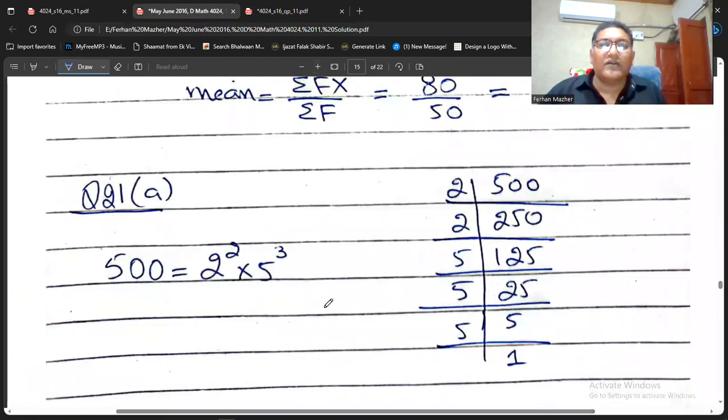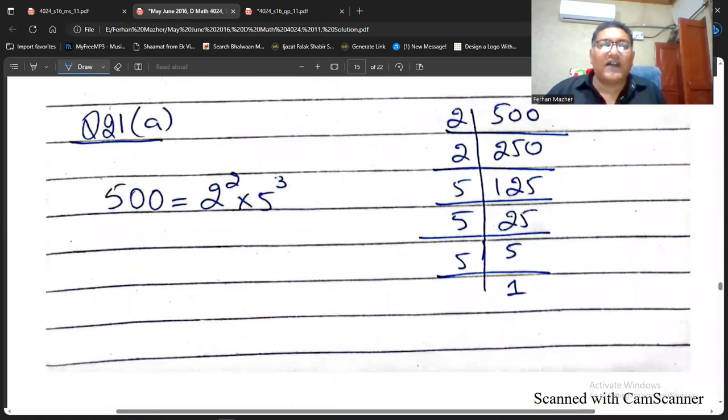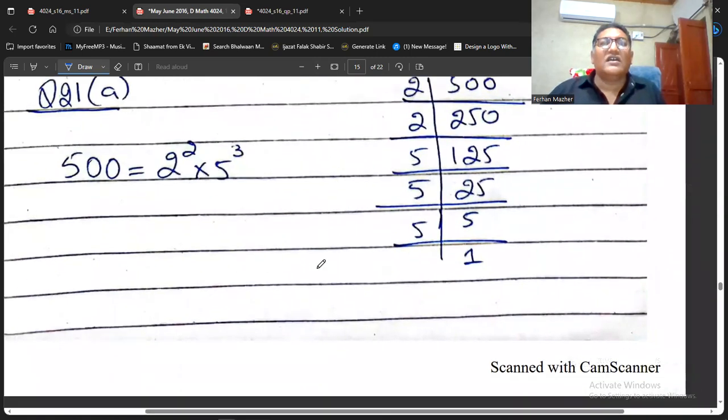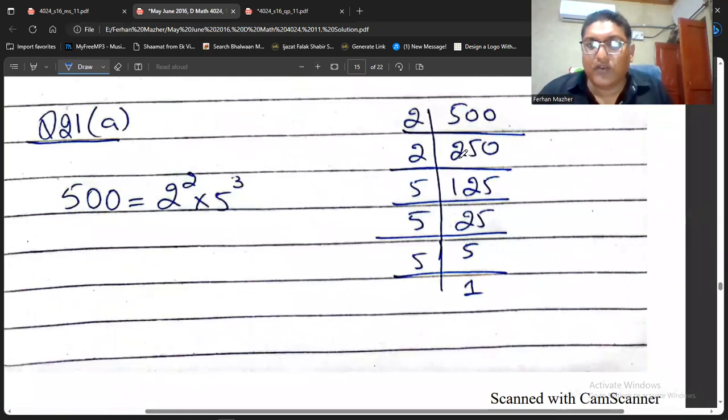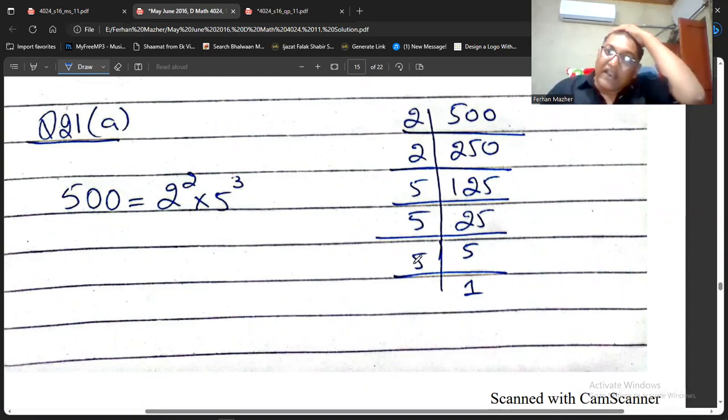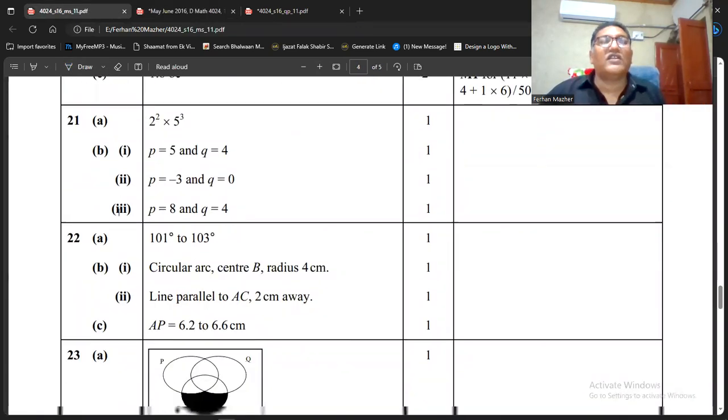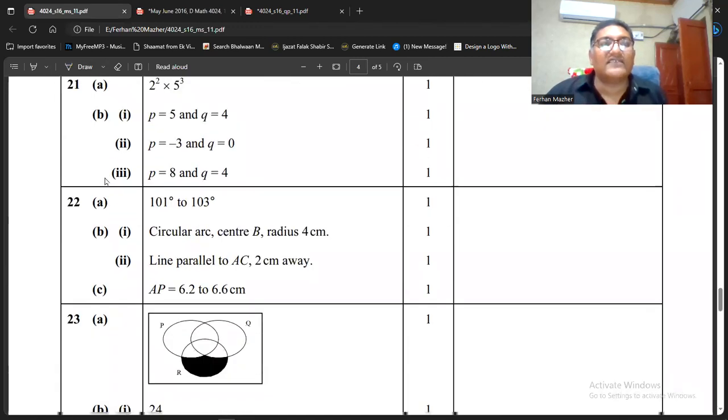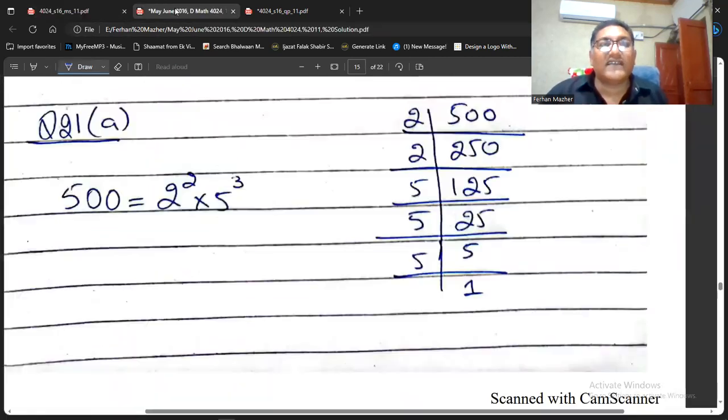So here we go. The 500 can be written as 500 divided by 2, that's 250. 250 divided by 2, that's 125. 125 divided by 5, that's 25. 25 divided by 5, that's 5. 5 divided by 5, that's 1. Here we are dividing only with the smallest possible prime number. So 500 is equal to 2 square multiplied by 5 cube. So that is the prime factorization, 2 square into 5 cube. That is our answer. So hopefully you understand.